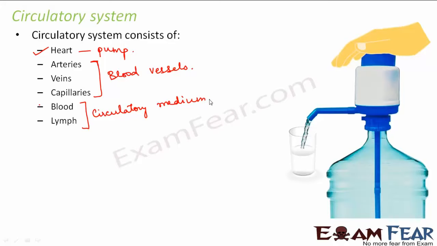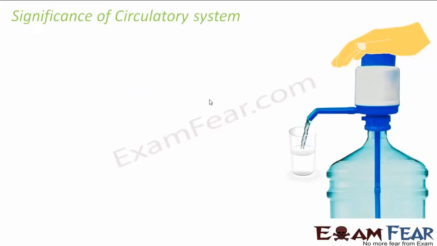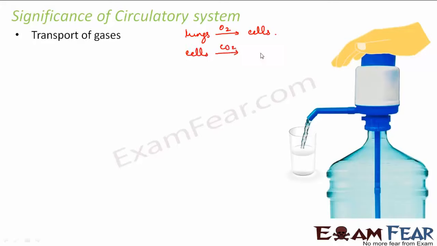Now we will try to understand the functioning of the circulatory system and the purpose of each of these organs in detail. So first, let us try to understand what is the significance of the circulatory system. Why at all do we need to study the circulatory system, or why at all do we have a separate life process called transportation? It helps in transport of gases. When I say transport of gases, you can think of the transport of oxygen from lungs to the different cells of the body, and the transport of carbon dioxide from different cells of the body to the lungs, right?